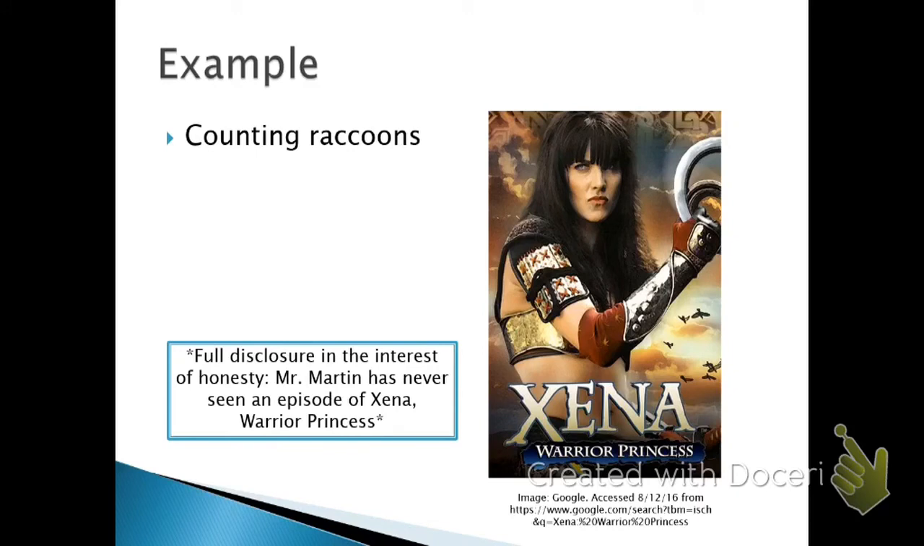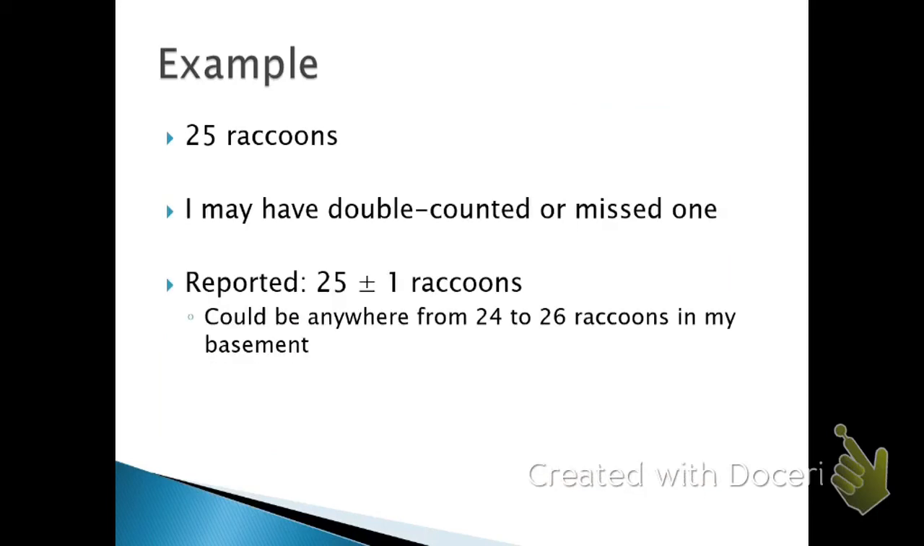So every time I try to count, I'm getting a different number. Let's say on average I counted 25 raccoons, but I might have double counted one or I might have missed one because they're shifting around like little raccoons tend to do. So I could report 25 plus or minus one raccoon. Could be anywhere from 24 to 26.